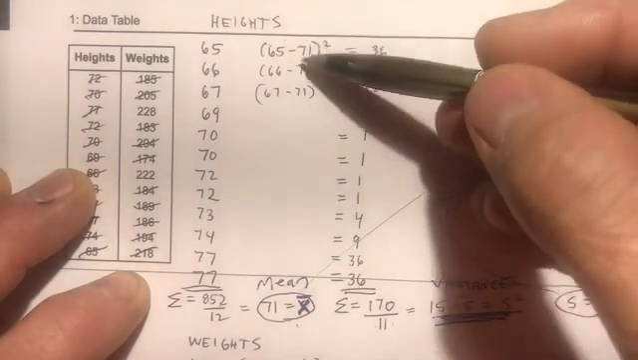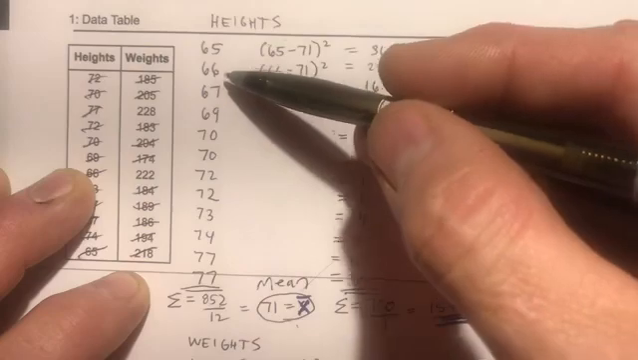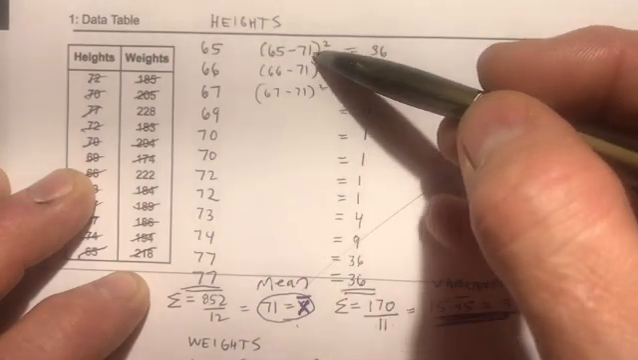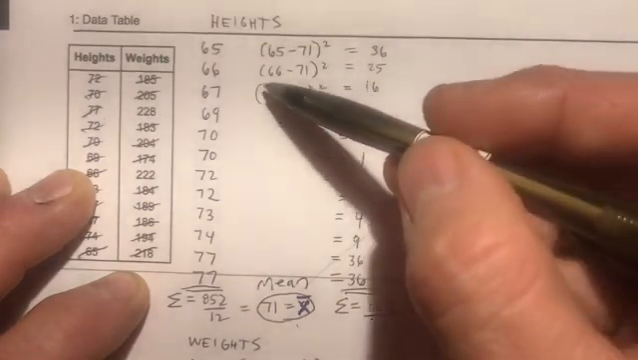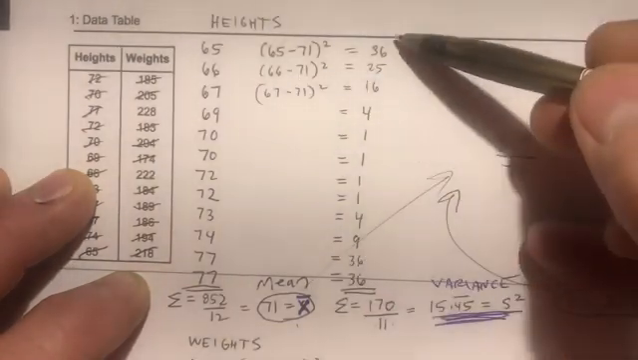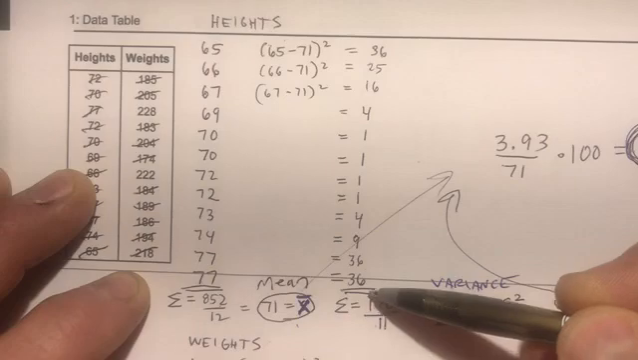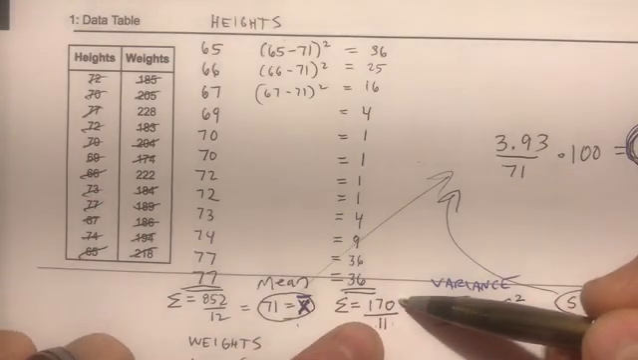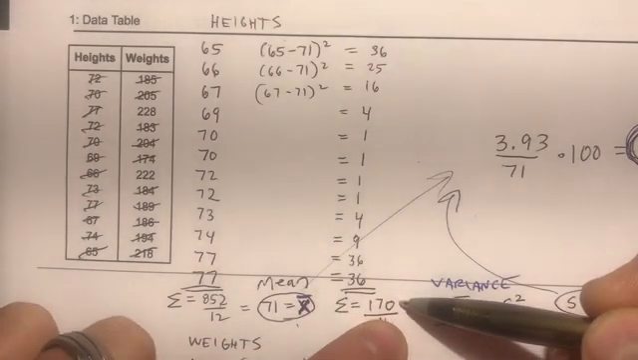Well, then I take the mean and I subtract it from each one. So 65 minus 71, square it, I get this. 66 minus 71, square it, get that. And I do that for every one of these, and I wrote them all down. Okay, and then I sum them up, which is 170.